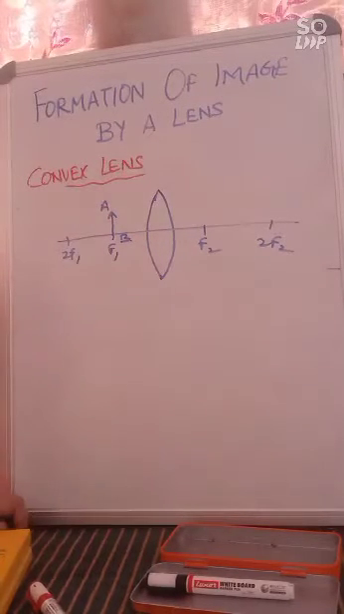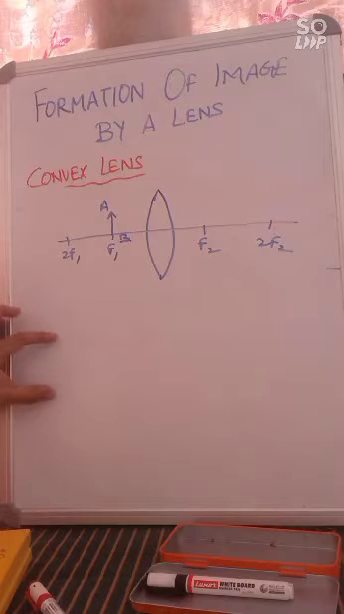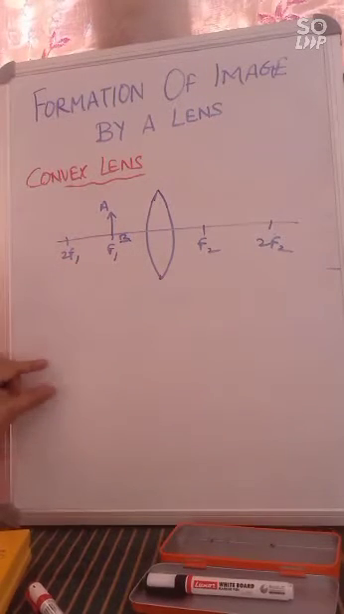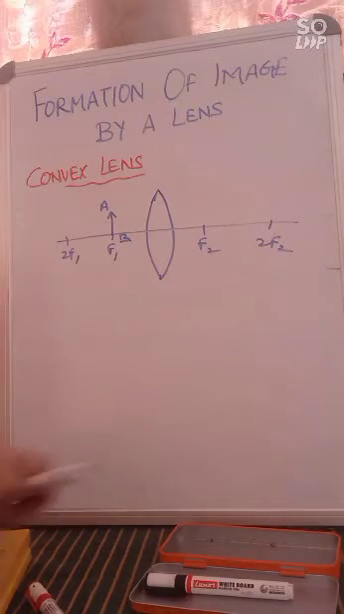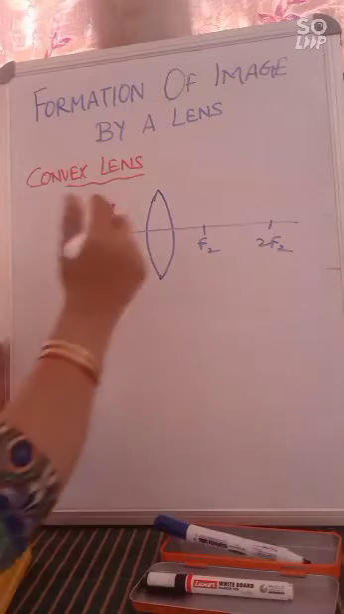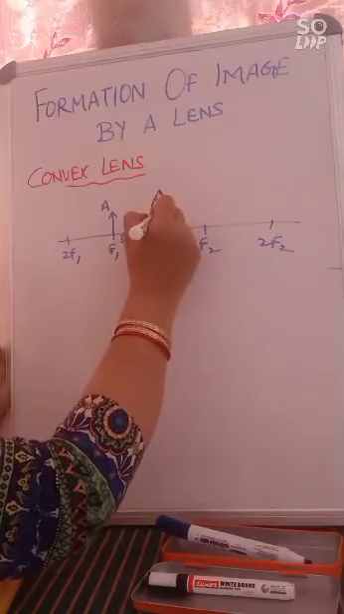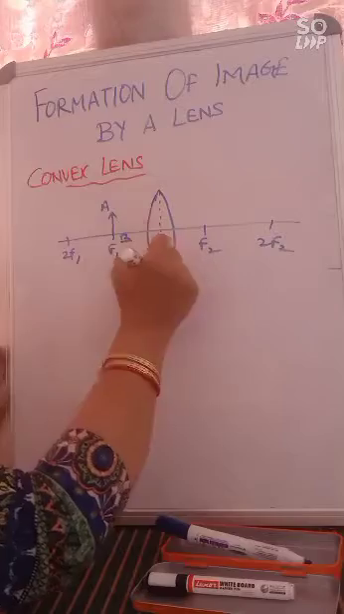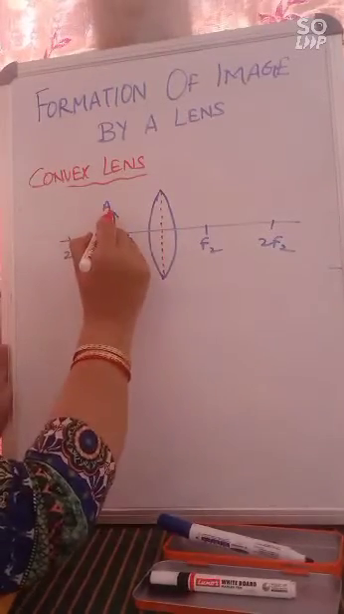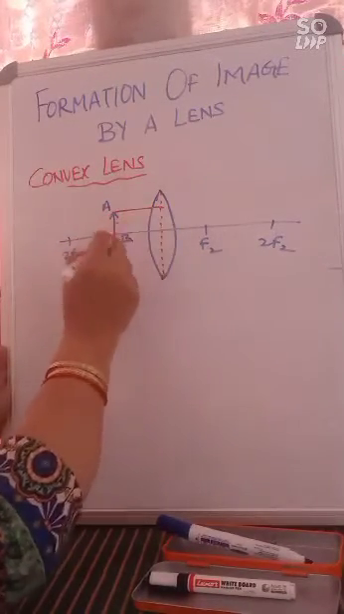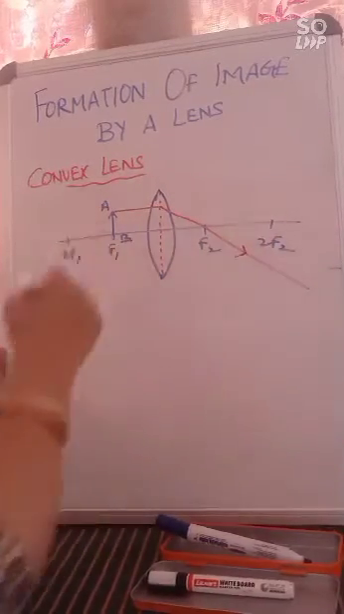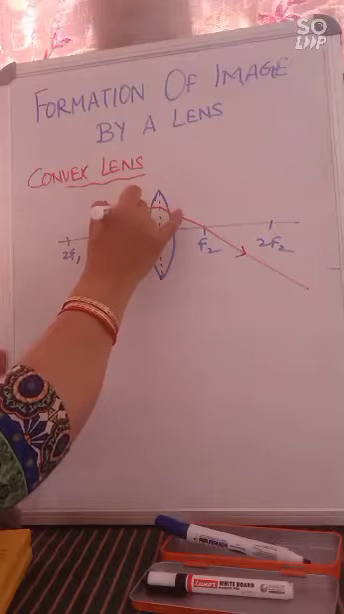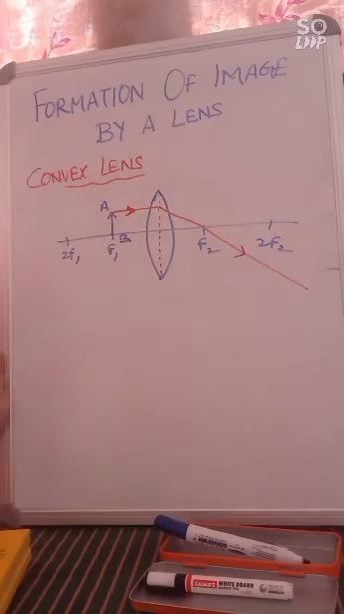Again, this is the object AB. And children, in the exam, it is a must that you write down here AB object, A dash B dash image, and then the characteristics, the nature of the image formed, that also you need to mention, right? Next, again you need to draw the center. A ray parallel to the principal axis after refraction passes through the focus, right? And you need to draw the rays as well, because rays depict where the light is going to move.